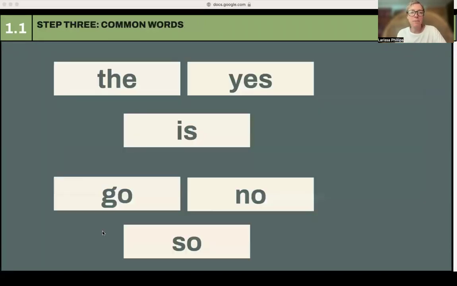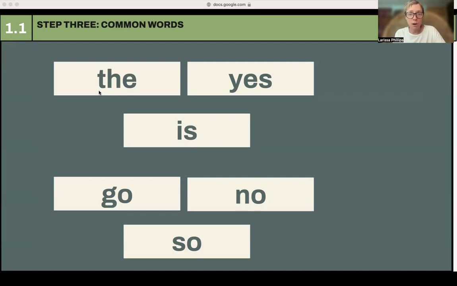Okay, let's move on. Now we have common words. Common words are words that are used all the time. Common means it happens everywhere. There's nothing special about these words. So we want you to know these words. If you have trouble with any of these words, there's a link in the notes and you can click on that link and do a lesson just on these common words. You may know them though.